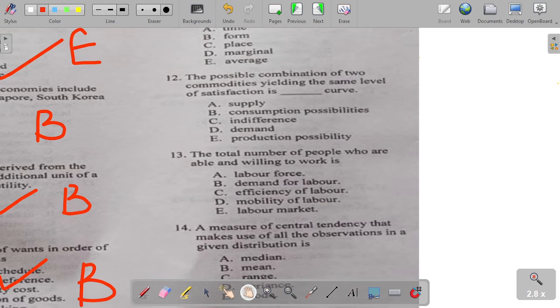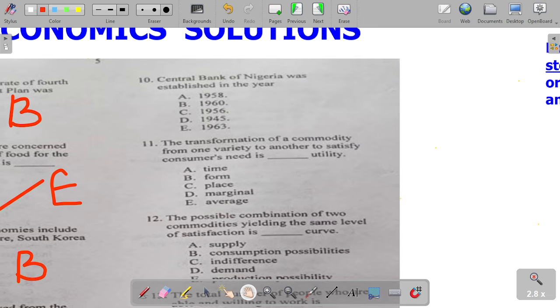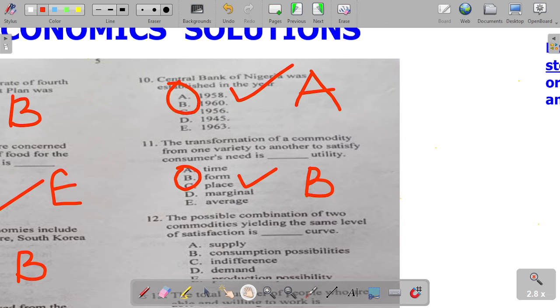Number 10, we have: the Central Bank of Nigeria was established in the year 1958. That is the same year they discovered crude oil in Oloibiri. 1958. So the transformation of a commodity from one variety to another to satisfy consumer need is dash utility. Number 11, we have time utility, no. Form utility, place, marginal. It is form utility. Number 11 is B.